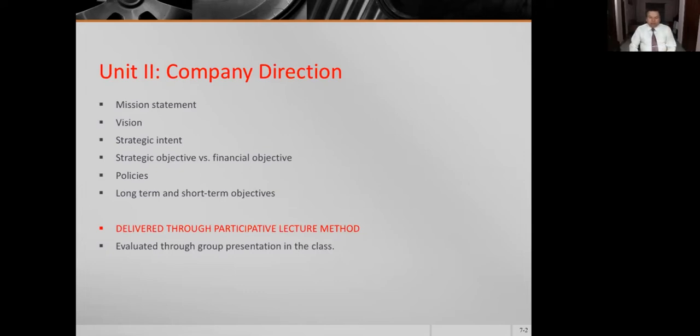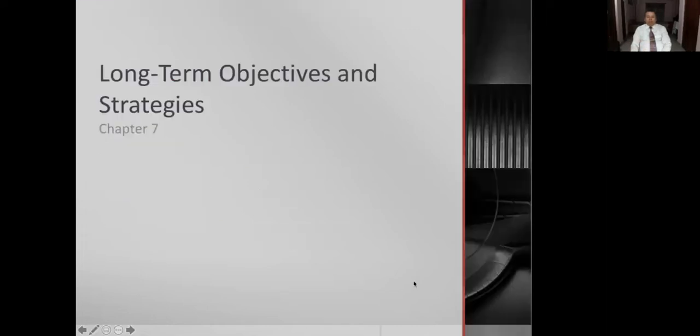And now we are getting into understanding what strategic objectives are versus financial objectives, and what long-term and short-term objectives are. The focus is just to study the long-term objective in a detailed manner, but other things are implicit in understanding. If long-term is understood, you are implied to understand what short-term is. All right, let's get going. Long-term objectives and strategies.